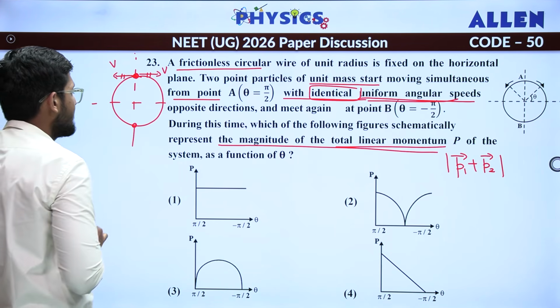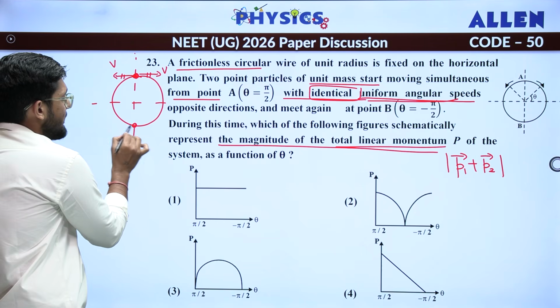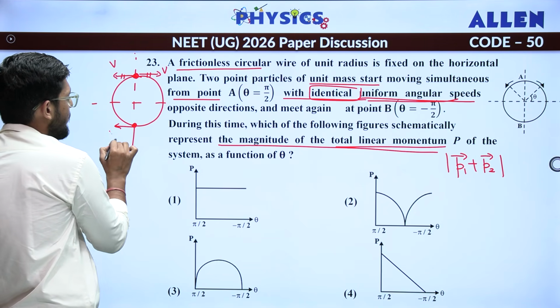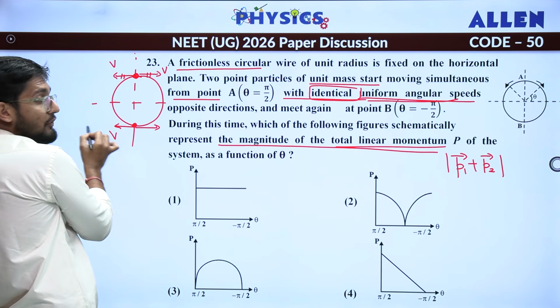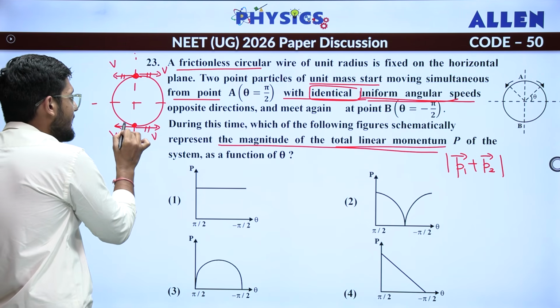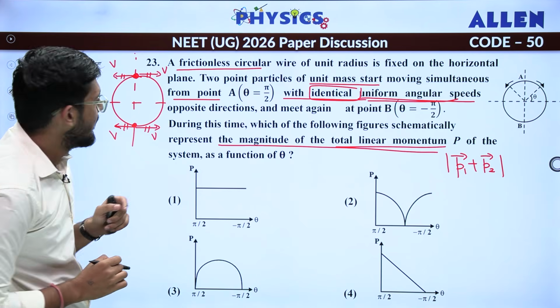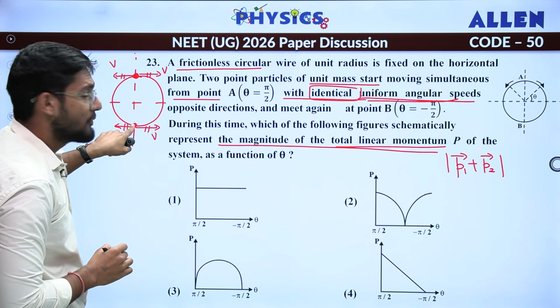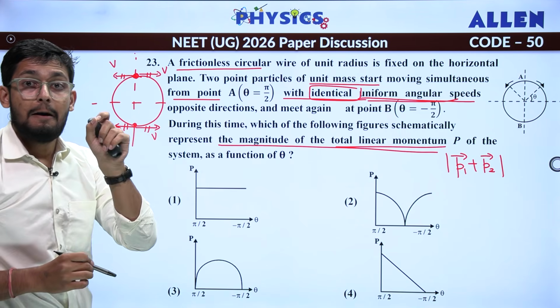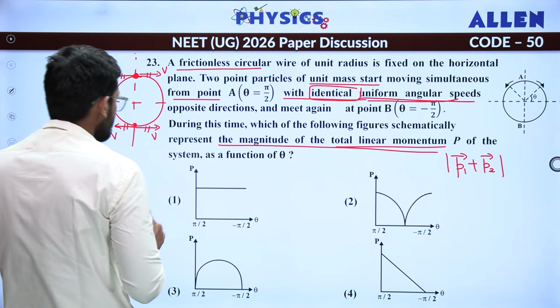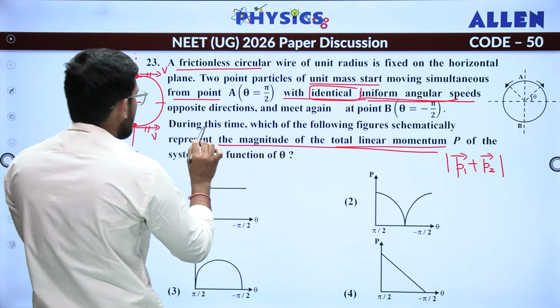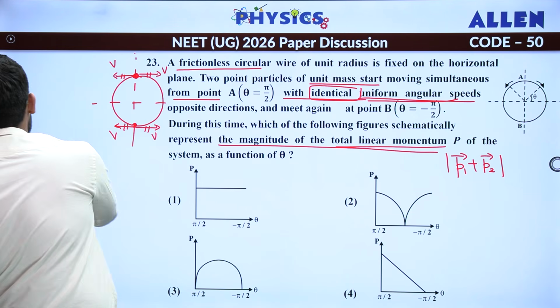And if you take this point, at this point, this will be the value of V, because this particle will be moving this way and this particle will be moving this way. Again, they'll cancel out the momentum. That means at this point and at this point, the value of momentum will be 0, right? Then we need to check in between.